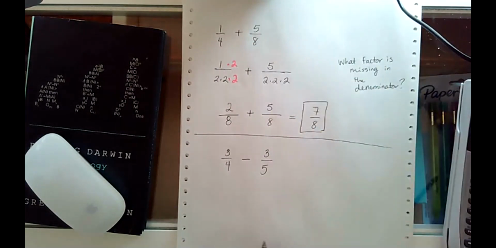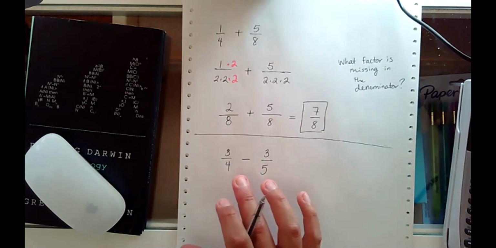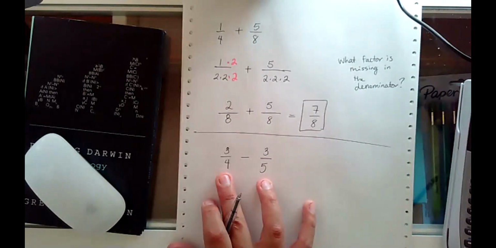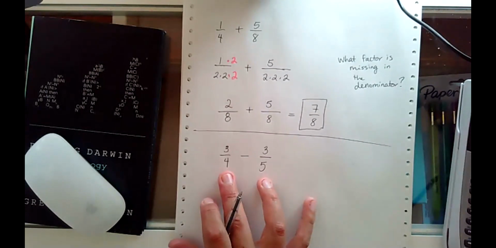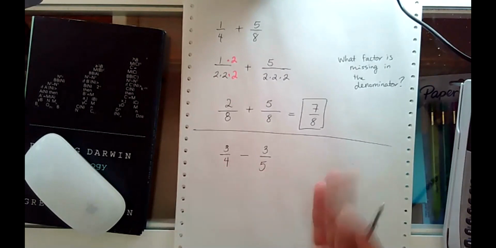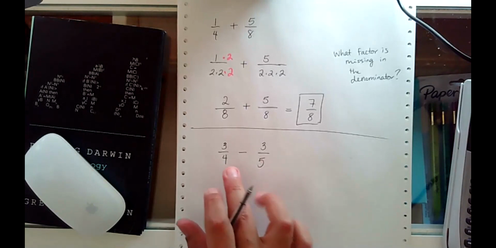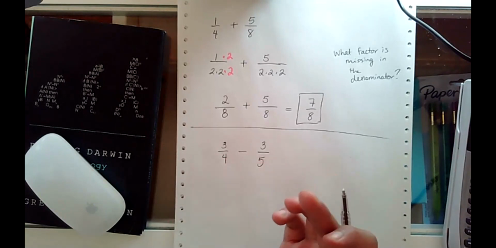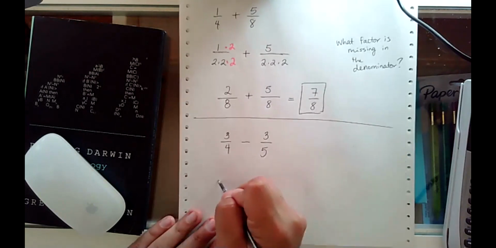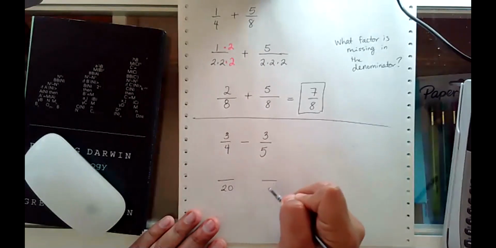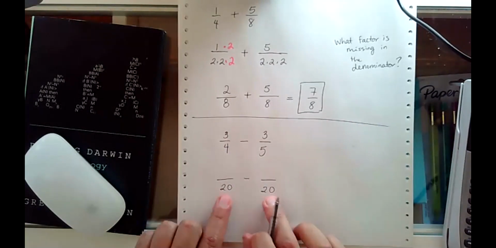But for now, if you're just working with numerical expressions and there's no variables in the mix, we haven't talked about variables, but we will at some point. Again, just numbers. What you can do is multiply the denominators together and say that that's going to be the common denominator. So if I have 4 and 5 on the bottom, 4 times 5 is 20. So I need to get these to be equivalent fractions with denominators of 20.